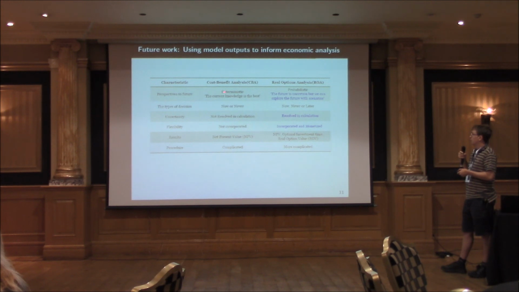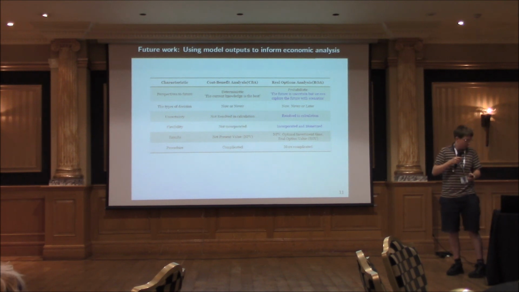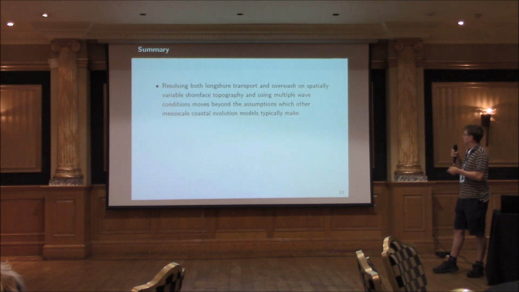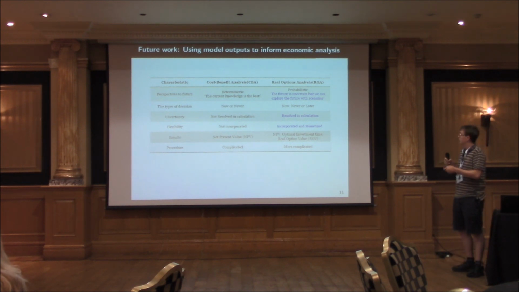Cost benefit analysis uses one deterministic set of information. So this is what the sea level rise is going to do in the future, and we're going to make decisions appropriately. I need to wrap up. Whereas in real options analysis the future is uncertain, but we can explore the future with scenarios, so it incorporates and monetizes the uncertainty.